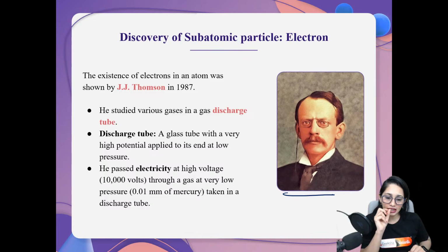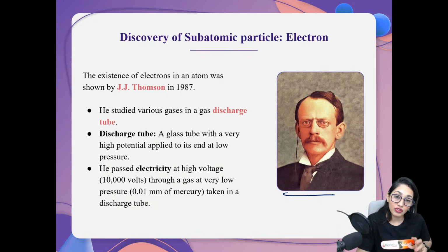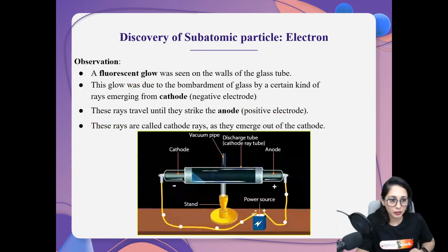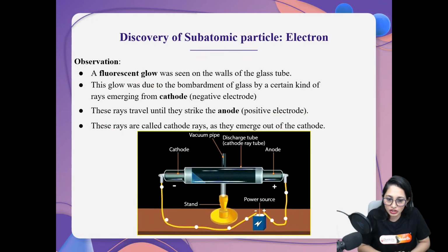He passed electricity at high voltage, which is 10,000 volts, through a glass at very low pressure, 0.01 mm of mercury, taken in a discharge tube. He made use of a discharge tube, and he studied various gases using this experiment. So what were the observations that he could see?